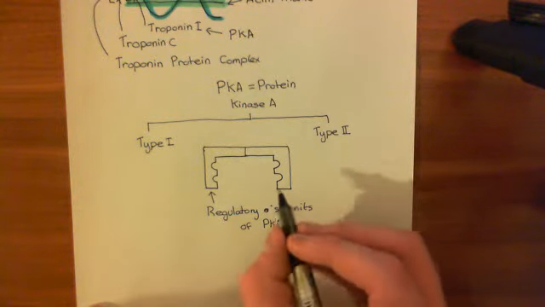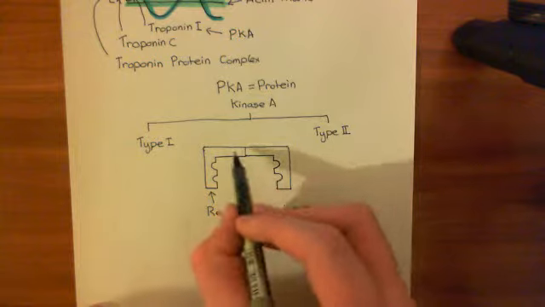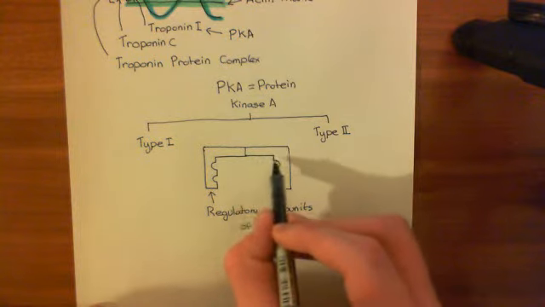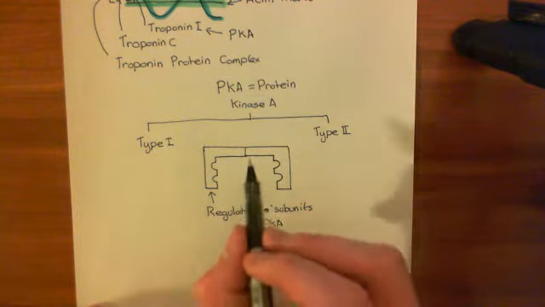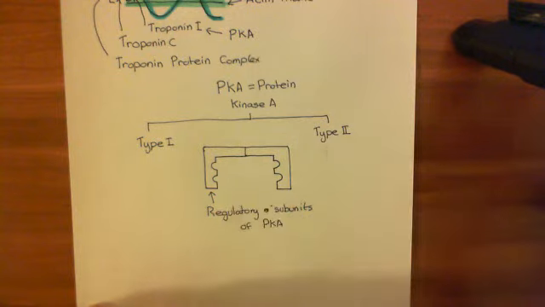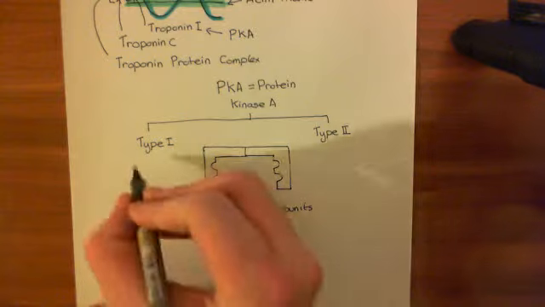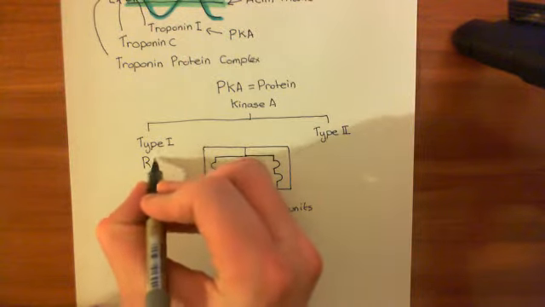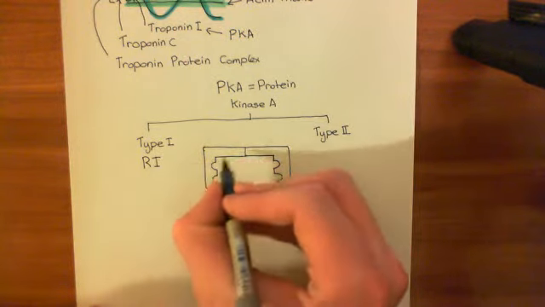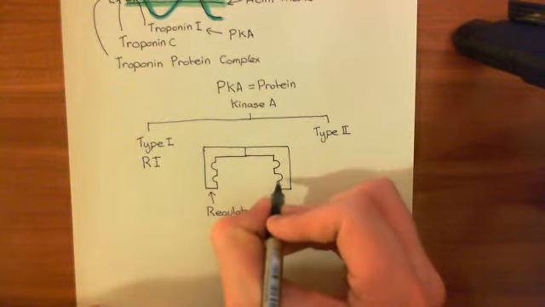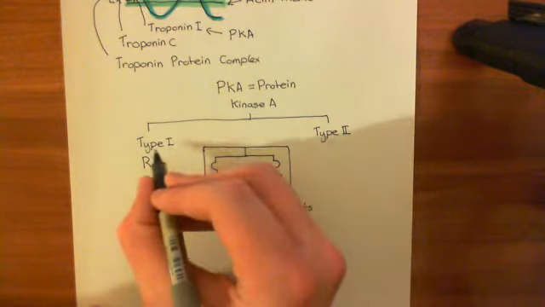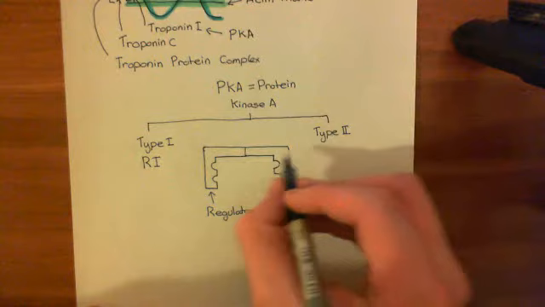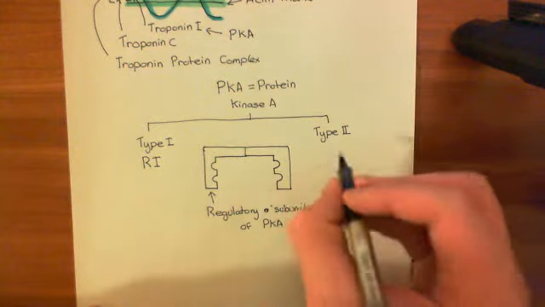Now, each of these regulatory subunits, which we've dimerized together here, there are 2 genes in the human genome which you can use to make these regulatory subunits of protein kinase A. There is the R1 regulatory subunit, and if you use the R1 regulatory subunit in these 2 positions, then you will make a type 1 protein kinase A, which will be free in the cytoplasm of the cell.